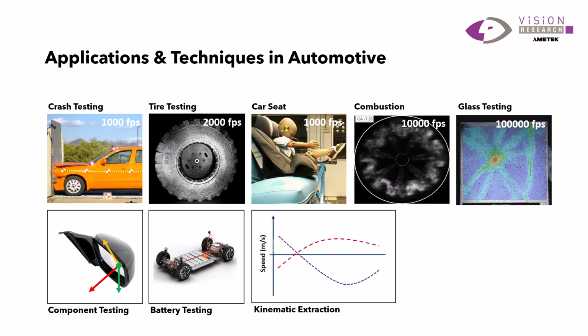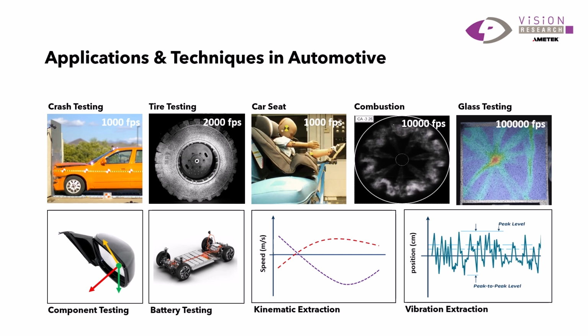And what we're doing with all these is essentially doing a kinematic extraction where we look at things like speed versus time. We look at displacement versus time, or even acceleration versus time. In some cases, folks are using the high-speed camera to measure the position versus time. And in this case, they are able to extract things like vibration over time as well from the video data.